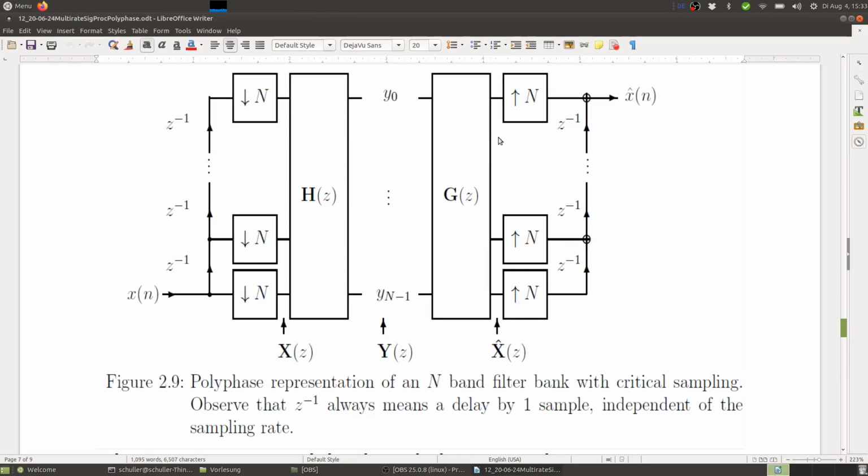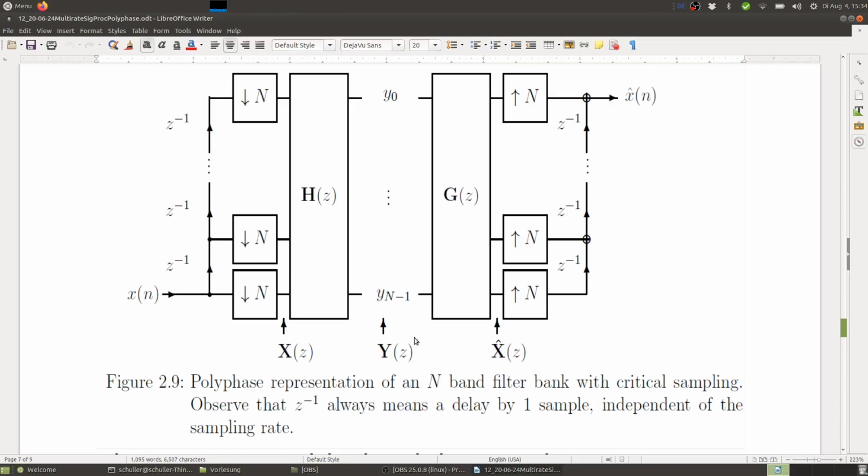So up to the upsamplers, we have the part which has the much lower sampling rate, which is also beneficial for an implementation, because all the signal processing is now happening at the lower sampling rate, but with parallel processing using those blocks. And here we can see right after we obtain those blocks X of Z, we multiply with this polyphase matrix H of Z, and out comes the vector Y of Z.